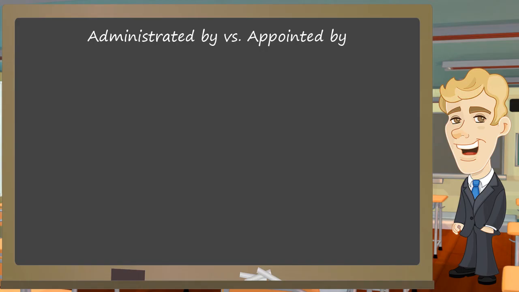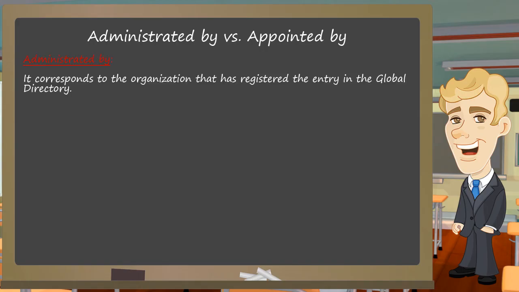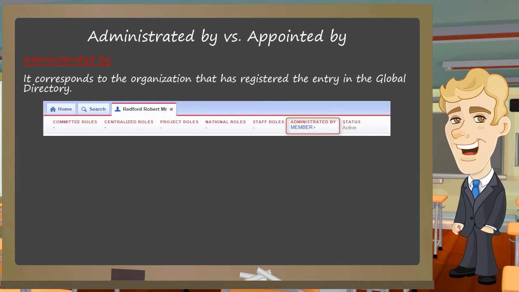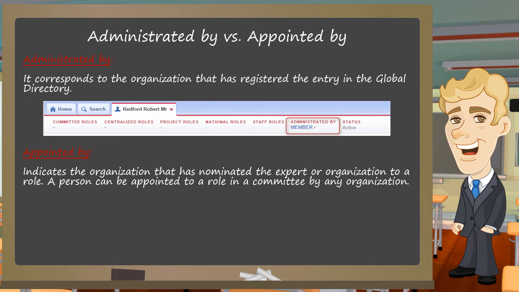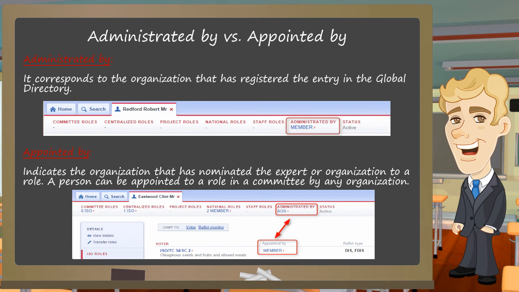So what is the difference between administrated by and appointed by? Administrated by corresponds to the organization that has registered the entry in the global directory. For example, Robert's profile has been created by the organization member. He is therefore administrated by this organization. Appointed by indicates the organization that has nominated the expert or organization to a role. A person can be appointed to a role in a committee by any organization. Clint is administrated by the organization AOS, but he is appointed to the role of voter by the organization member.